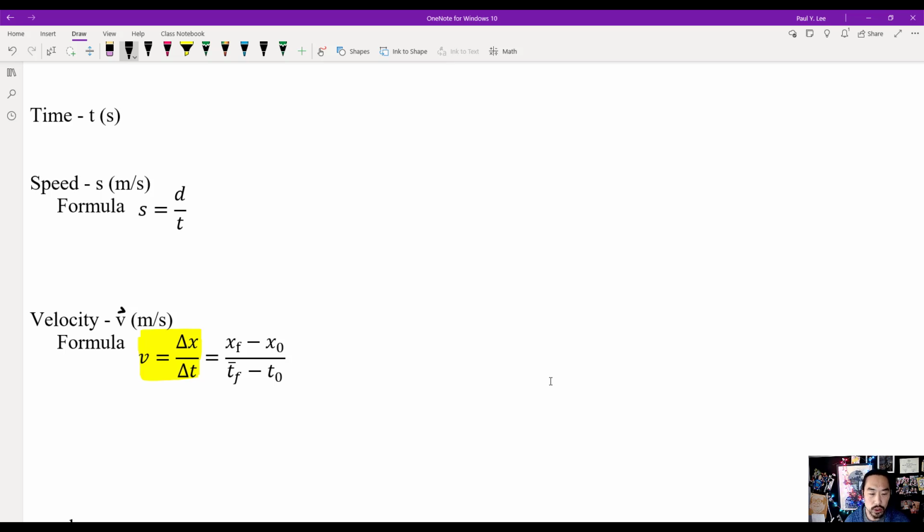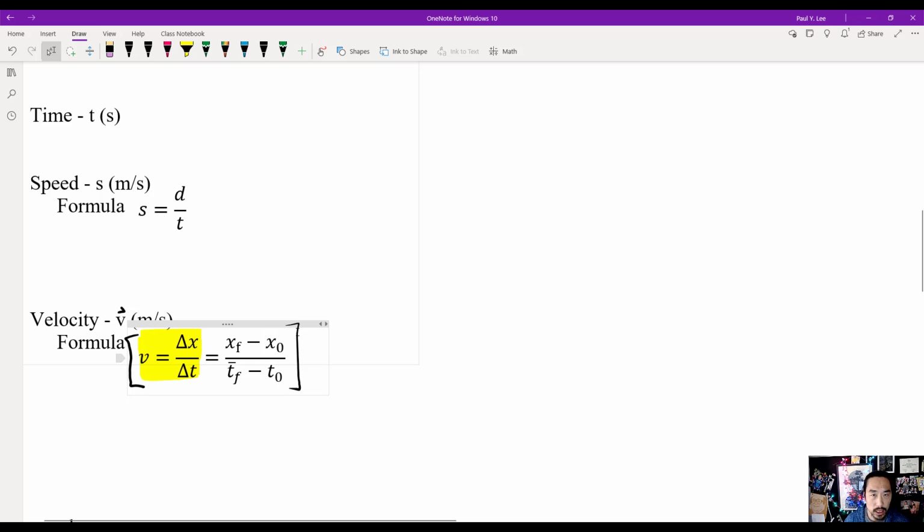Okay, so the official formula is this giant formula here. However, when we do our practice problems, you'll often be only using the part that is highlighted. All right, so there we have the different formulas, the variables that we use for formulas, and the units.